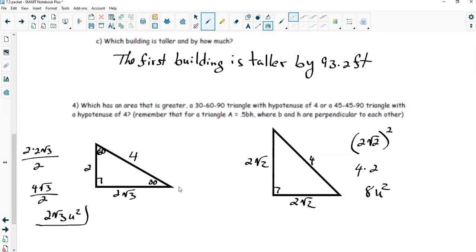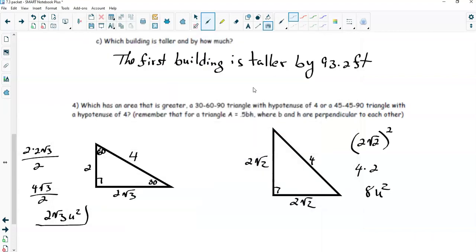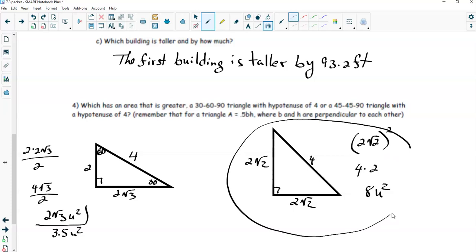Now, which one is bigger? Well, let's look. 2 square root of 3 is approximately 3.5. So this one is approximately 3.5 square units, while this one is 8 square units. Obviously, the 45, 45, 90 would have a larger area. So this will have a larger area right there.